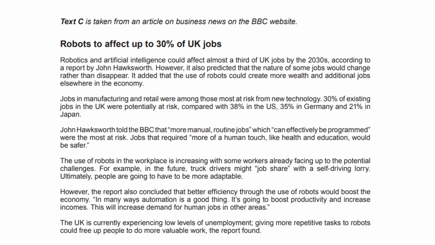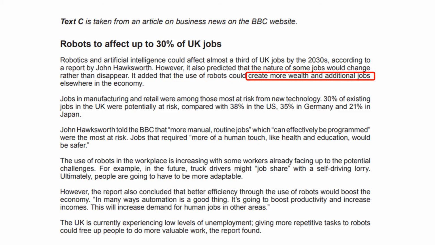I asked the same question. What can robots be used for? They can be used to create more wealth and additional jobs. Nice and simple. We're only selecting what we need. Jobs in manufacturing and retail were among those most at risk from new technology. 30% of existing jobs in the UK were potentially at risk, compared with 38% in the US, 35% in Germany, and 21% in Japan. Now, whilst that information is very interesting, it's not useful to me. I'm only looking at what these robots can do. That little paragraph there says nothing.